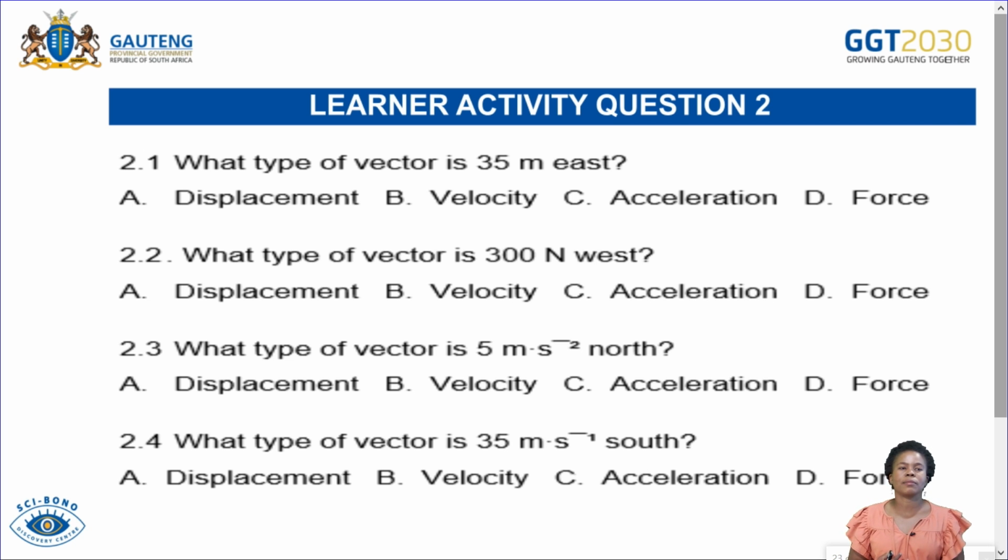2.2, what type of a vector is 300 Newton west? What type of a vector? Okay, hint again. You look at the SI units that are provided to you. What type of a vector is 5 meters per second squared to the north? What type of a vector is 35 meters per second south? Okay?